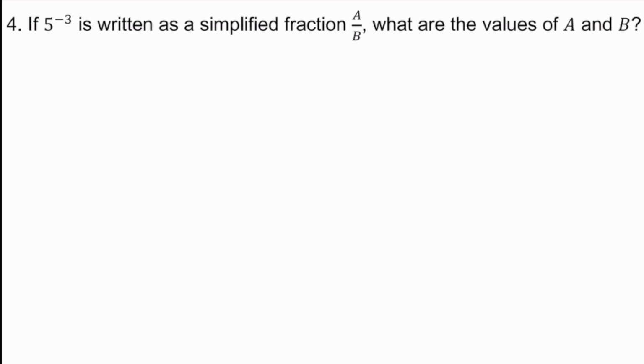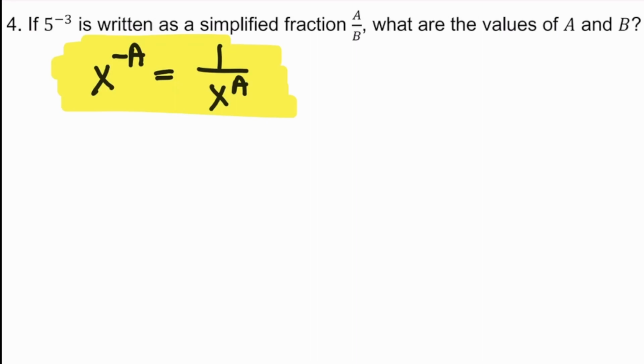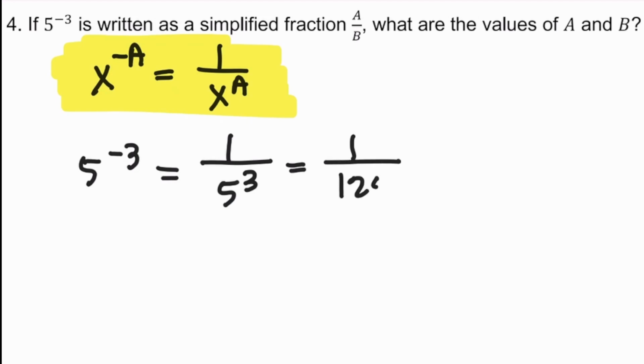In multiple choice, it's like, which of these numbers is equal to 5 to the negative 3? But for us, remember that x to the negative a power is equal to 1 over x to the a power. That's the big thing that we need to know here. So 5 to the negative third equals 1 over 5 to the third power. And 5 to the third power is 125. Okay, and that's a simplified fraction, so the answer would be a equals 1 and b equals 125.